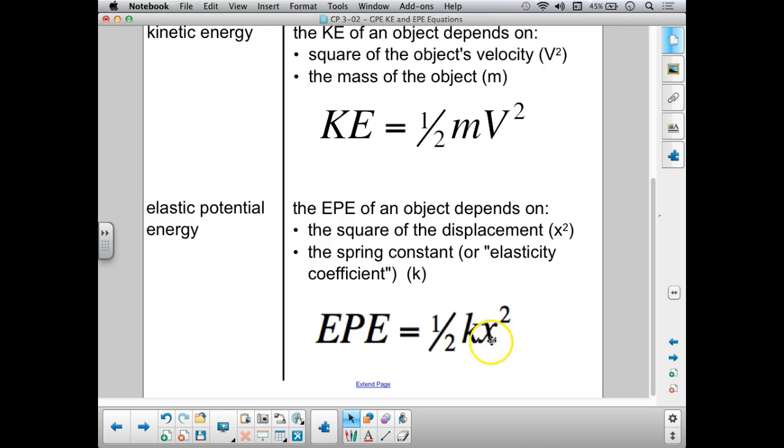This x is what's called the displacement, and that is basically how far away we have stretched a certain point. And that's going to make a little bit more sense when we do an example later. So just hang on to that idea of what this x means, and we'll practice in just a moment.